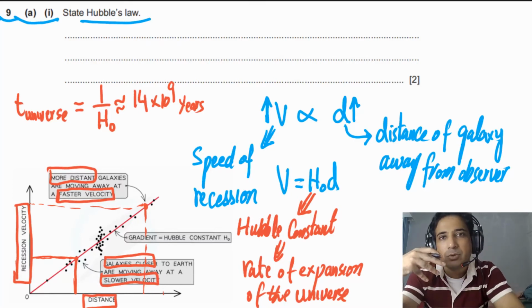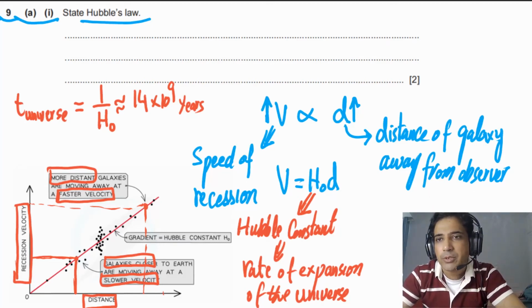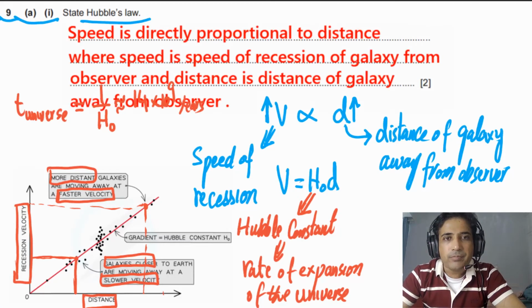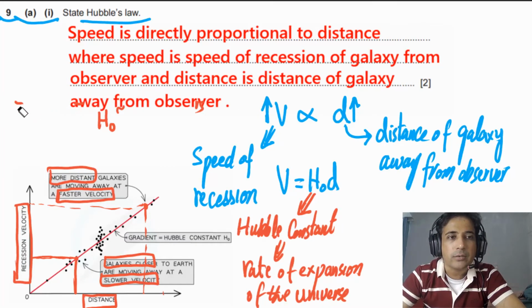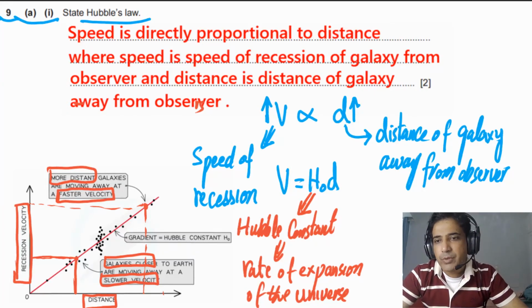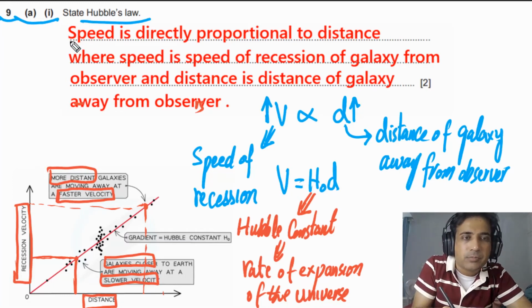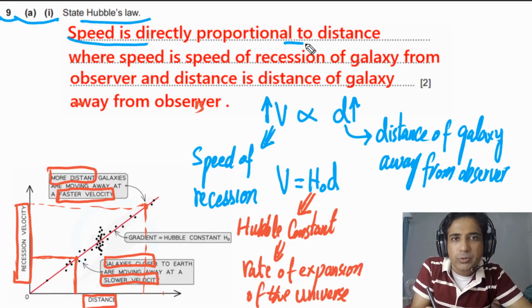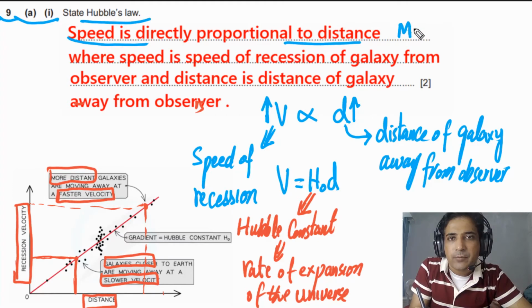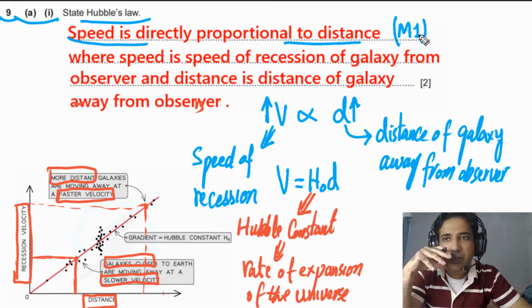And that's all you need to understand about Hubble's law. Let me show you how you can write down a proper answer. This is how you can write your answer for this question. In your answer, you have to mention that speed is directly proportional to distance. This question has 2 marks, and the first is an M mark, meaning it has to be in your answer.